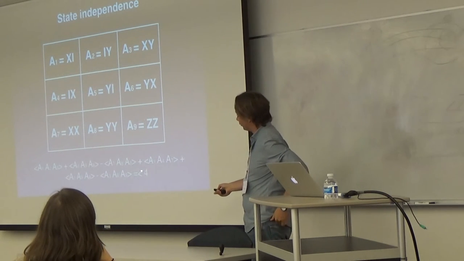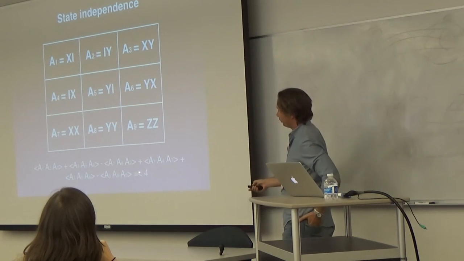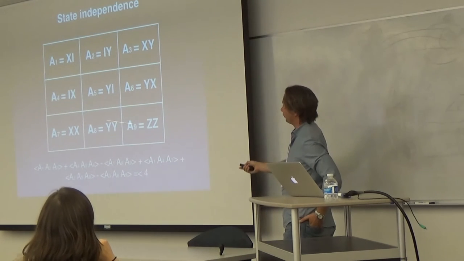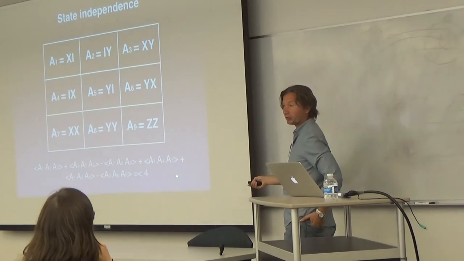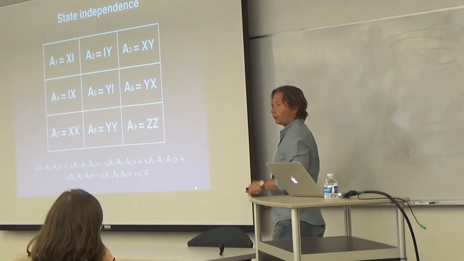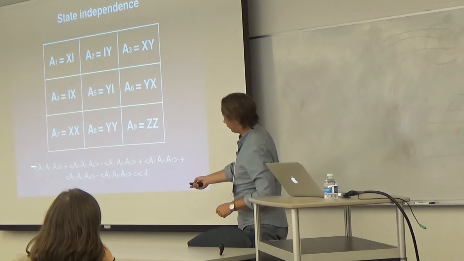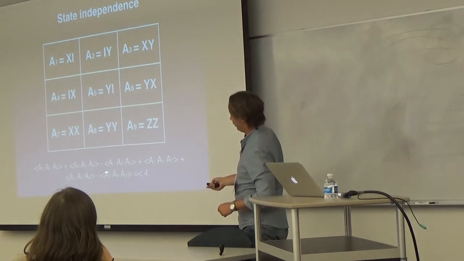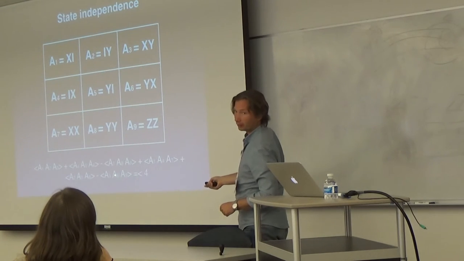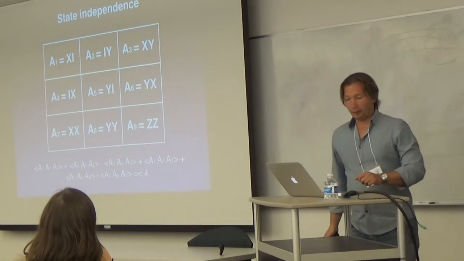in such a way that if we insist on non-contextual assignment, this value will always be less than or equal to 4. But because of this kind of paradox here, we can go up to 6. And actually, we will always go up to 6 for any state, because quantum mechanically, all products here equal identity, and only here we get minus identity. That's why it's state independent.